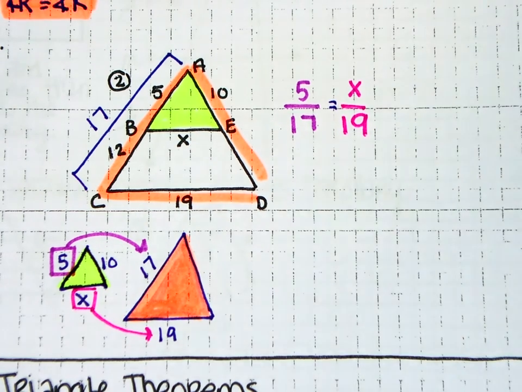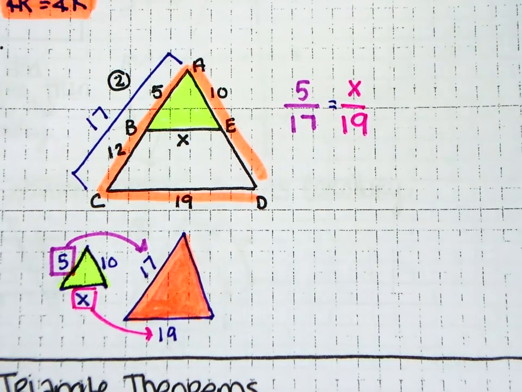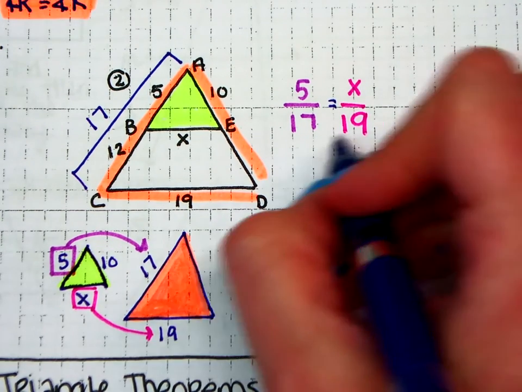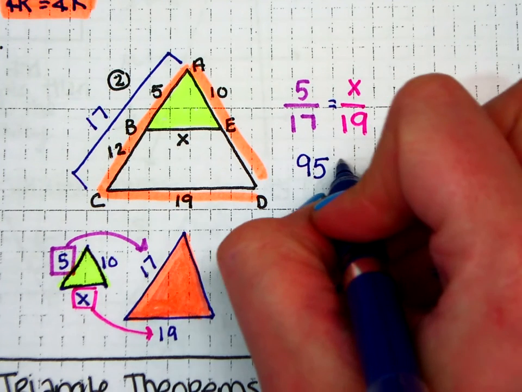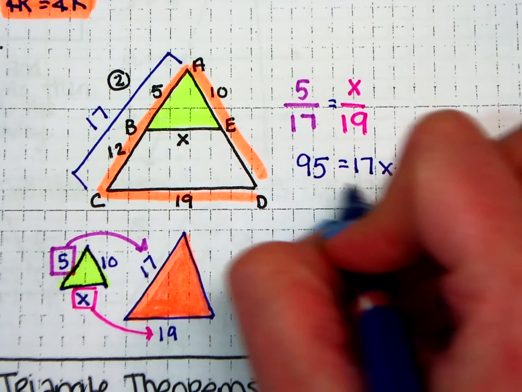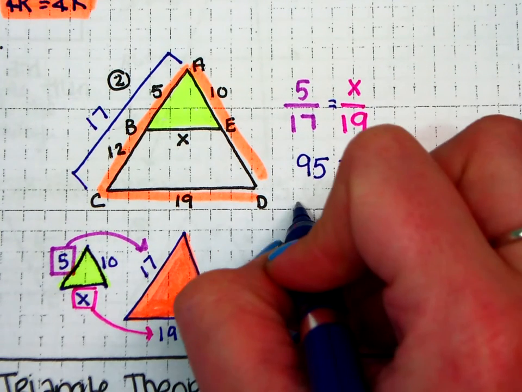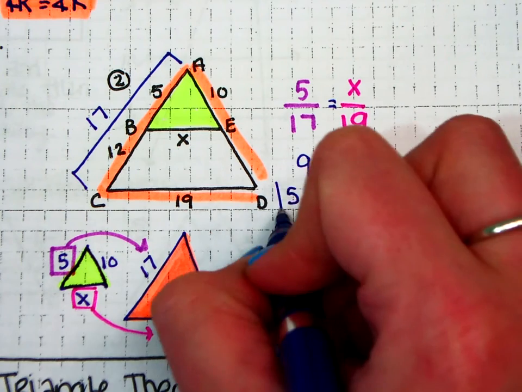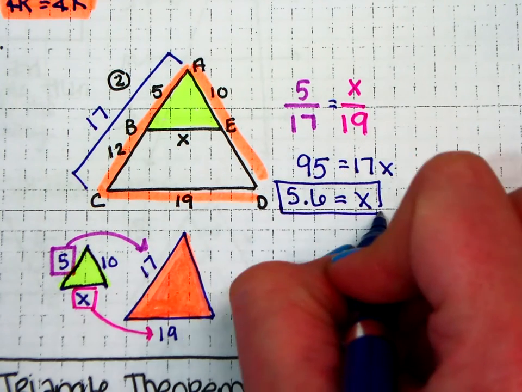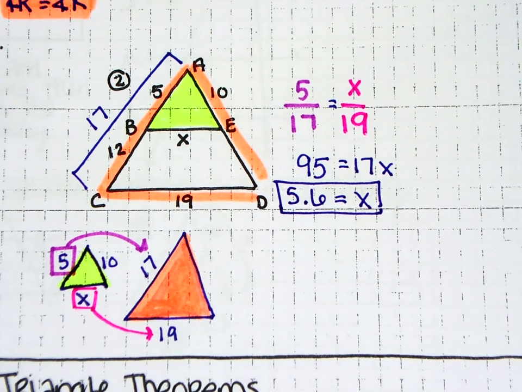It's all about patterns. Then I'm going to cross multiply. So 5 times 19 is 95, and that's going to equal 17x. When I divide by 17, we get a decimal of 5.6. So similar figures, in order to set them up, it's all about just matching sides and making sure everything corresponds.